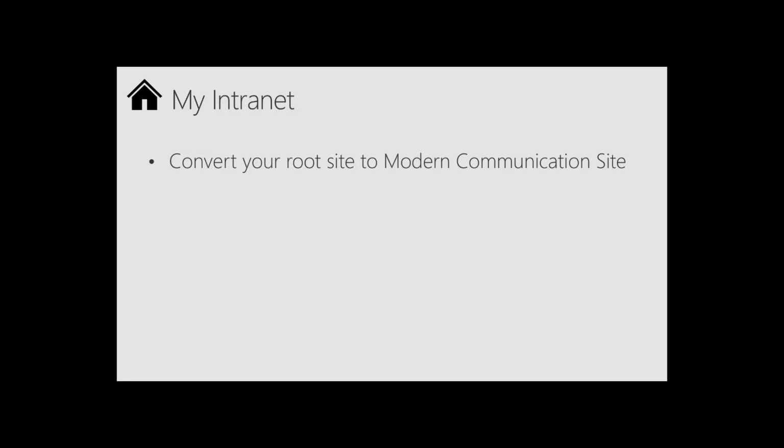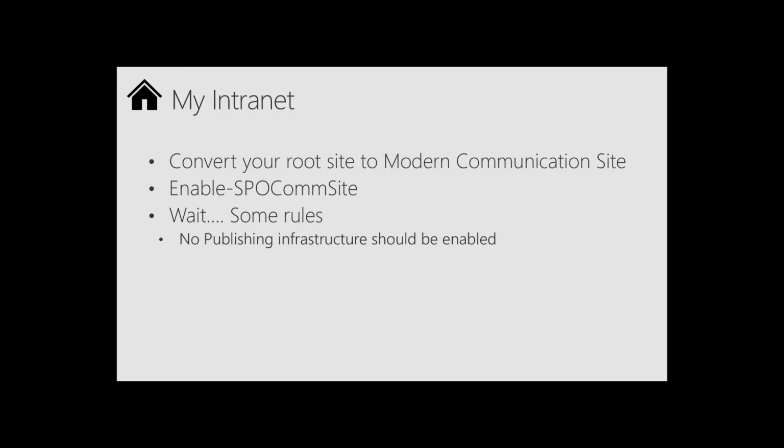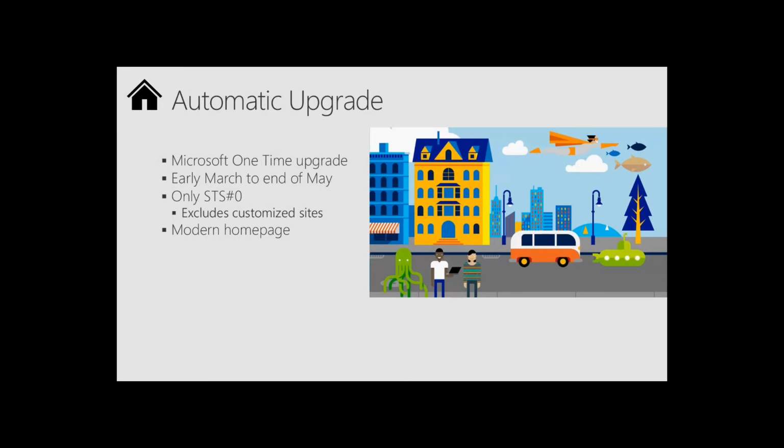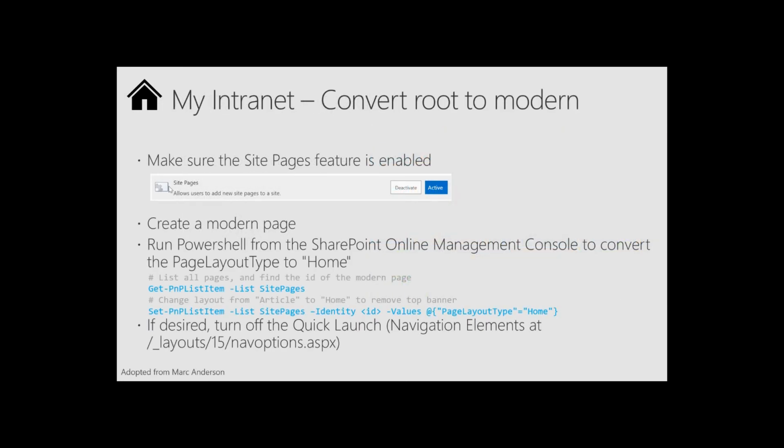Or if you don't want to go through that whole hassle, you can convert your root site into a modern communication site. You can run this command, Enable-SPOCommSite, but the rule is that it should not be publishing infrastructure enabled. Or if you want to convert your root to modern, this is adopted from Anderson's slides.